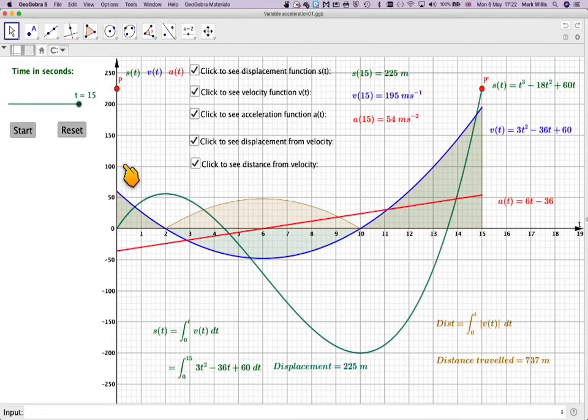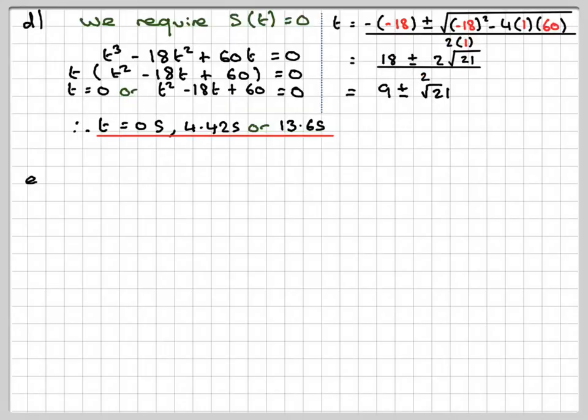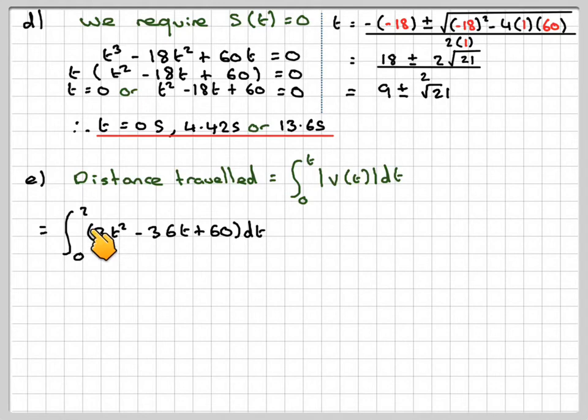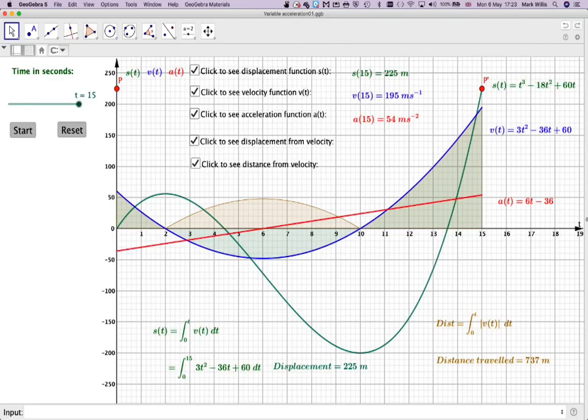But that isn't the total distance it travelled, because remember, it went up, it went down, and then went back up again. So to do that, we need to do a little bit of integration, but it's fairly straightforward. The distance travelled is going to be the integral from 0 to t of the absolute value of the velocity function. So wherever it is negative, we'll just make it positive. But we'll need to split up the function between 0 and 2, because that's where it is positive. So we do 3t squared minus 36t plus 60. That is going to be that one there.